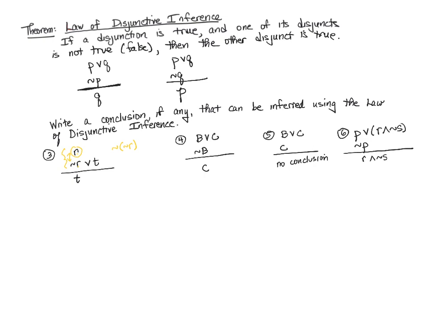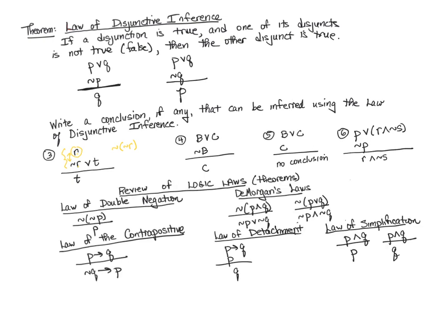Now, let's review all of our laws before we take a look at a logic proof. Okay, so I've listed the logic laws that we use most often in our proofs. So let's go over them to make sure we're familiar with them. We've got the law of double negation, right? This is the law of double negation, which means that if we negate P twice, our conclusion is P.